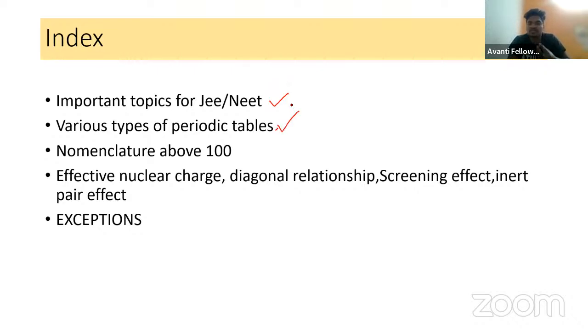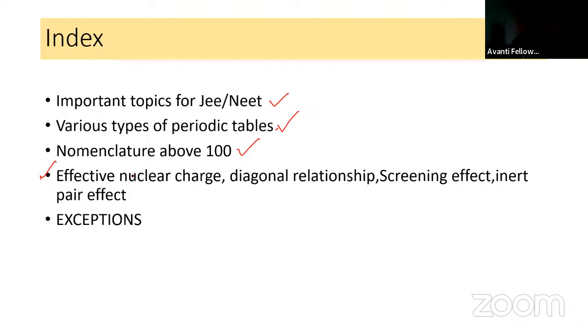And what are the various types of periodic table: Dobereiner, Newlands, Lothar Meyer, and Mendeleev's. I'll give a glimpse of those, but I don't want to discuss them deeply. Nomenclature above 100, so how we are going to name them, as different designations have been given to them. Abbreviations will be given. Usually in your JEE Mains, NEET exams, and KCET also, they ask questions on it. And some definitions like effective nuclear charge, diagonal relationship, screening effect, inert pair effect, and oxidation state, how to find it and everything. We're going to study those things.